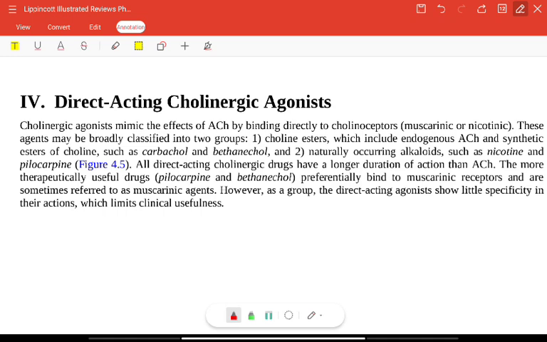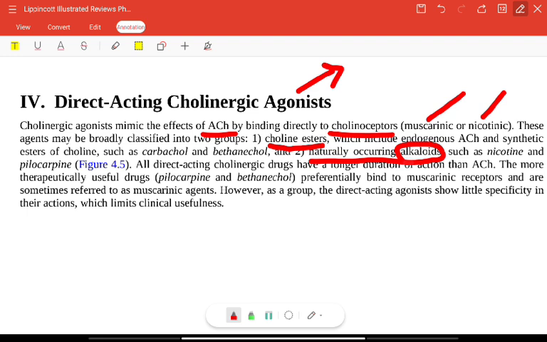Those which act directly and are cholinergic agonists will copy the same actions when acetylcholine binds to cholinergic receptors that are muscarinic or nicotinic. These agents are broadly classified into two types of direct acting agents: choline esters and naturally occurring alkaloids. Choline esters are acetylcholine and synthetic esters of choline such as carbachol and bethanechol, and the naturally occurring alkaloids are nicotine and pilocarpine.